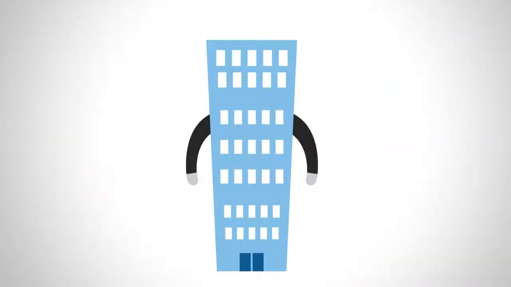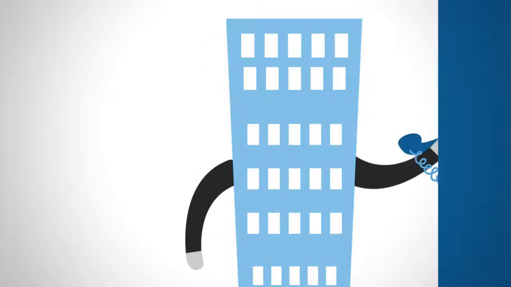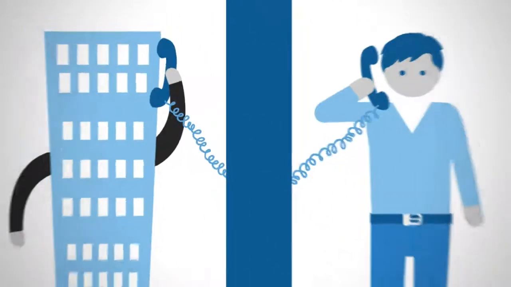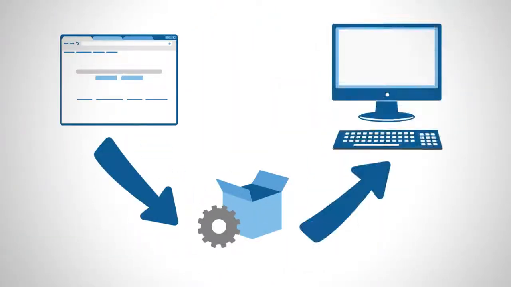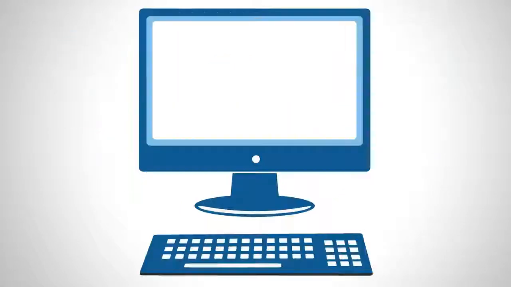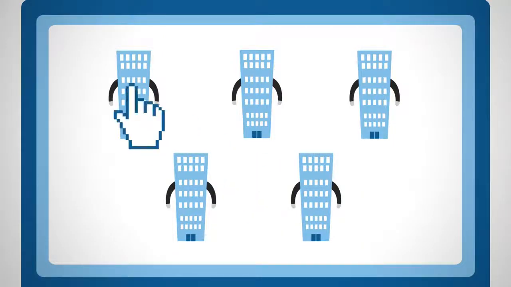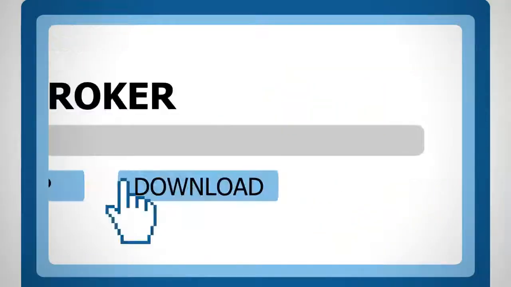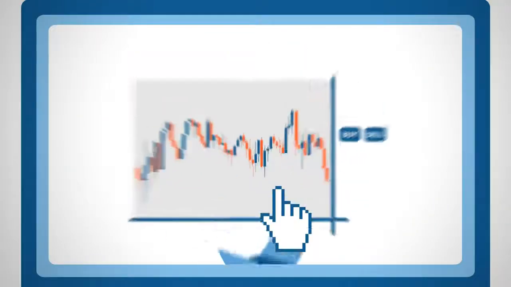So now we have a clear idea that we need a broker in order to buy and sell currencies. In the past, you would have needed to call a broker in order to place orders and trade. These days, the internet and a piece of software installed on your computer will be enough to do this. This software is called a trading platform. The process is simple. You can choose a broker in the broker section of Tradermo, create an account and download their trading platform. Once you install it, you are ready to trade.